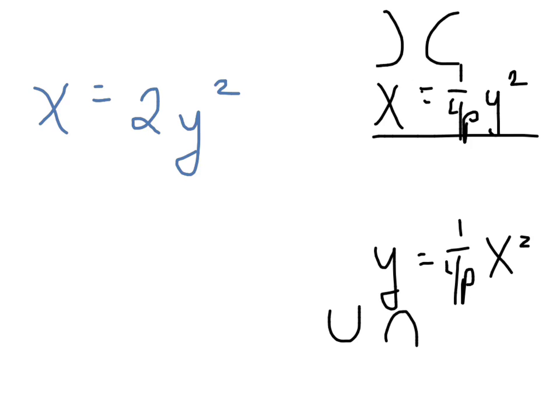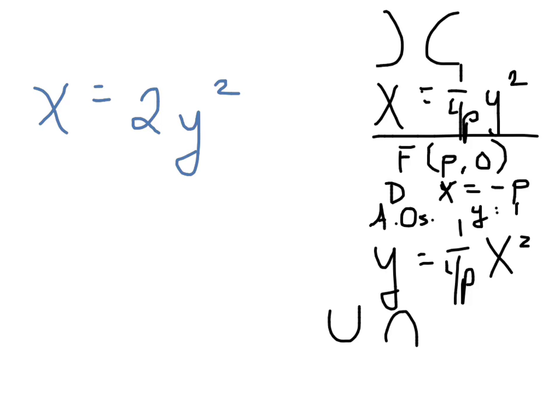Now when it's x equals, that affects the focus this way. It's P and 0. The directrix is x equals negative P. And the axis of symmetry is y equals 0.